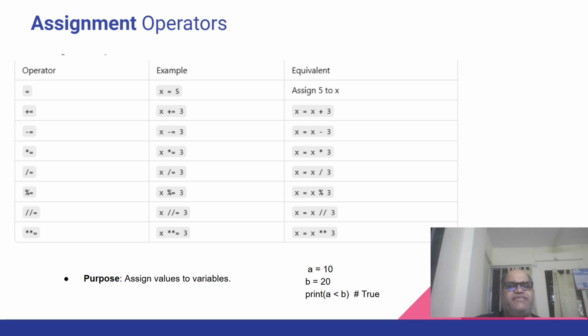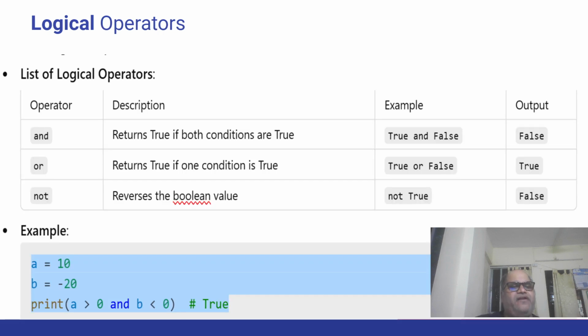Assignment operators here: simple equal to, and then you can combine all the arithmetic operators. So plus equal to, minus equal to, into equal to, division, modulus, exponentiation, all of that can be combined. So you can use either the shorthand form or the complete form, and both of them will have a similar meaning. Logical ones: and, or, not.